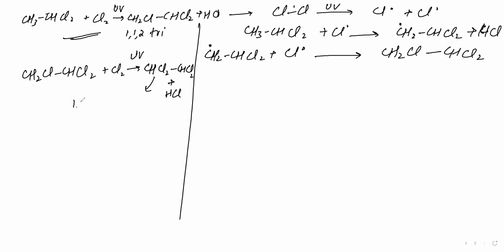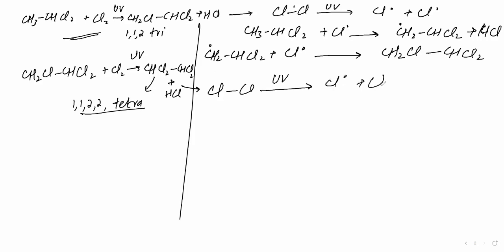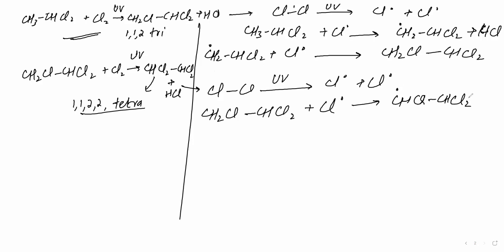What's the name of this? 1,1,2,2-tetrachloroethane. So how does it happen? In the same way, it consists of these three steps. First is the initiation: chlorine free radical formation in the presence of UV rays, chlorine free radical plus chlorine free radical. Then this reactant is made into the free radical, CH2ClCHCl2 plus chlorine free radical. The chlorine free radical will remove hydrogen from here and it will become CHClCHCl2, a free radical. The hydrogen removed from here will react with the chlorine to form HCl.